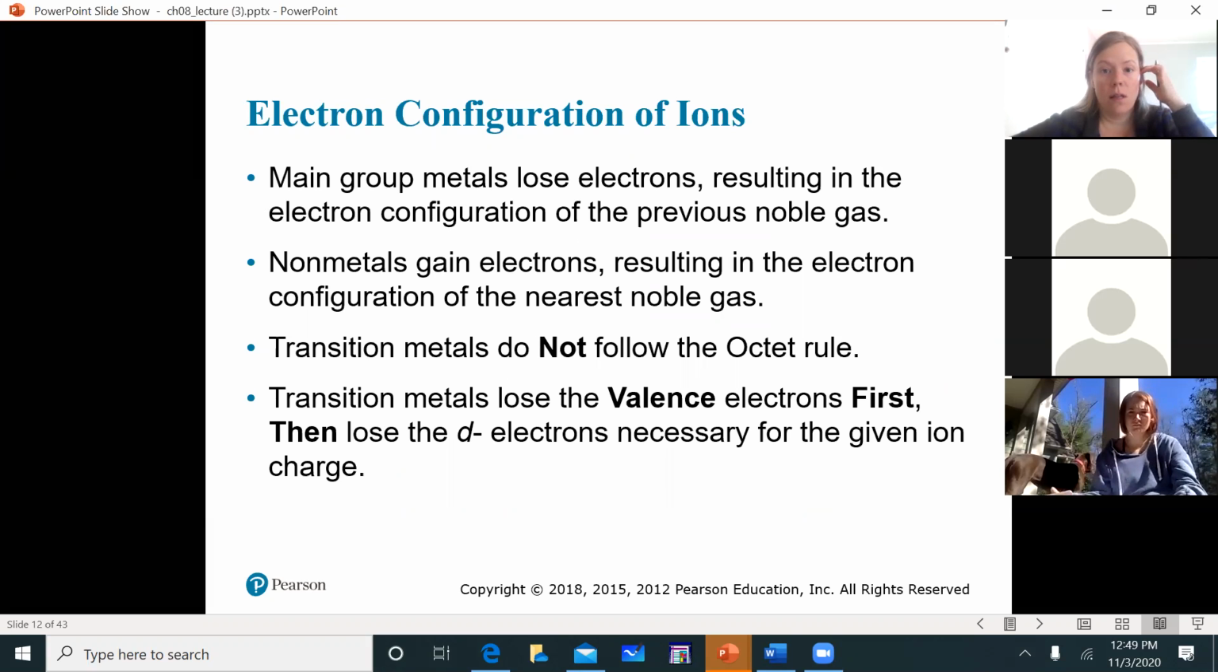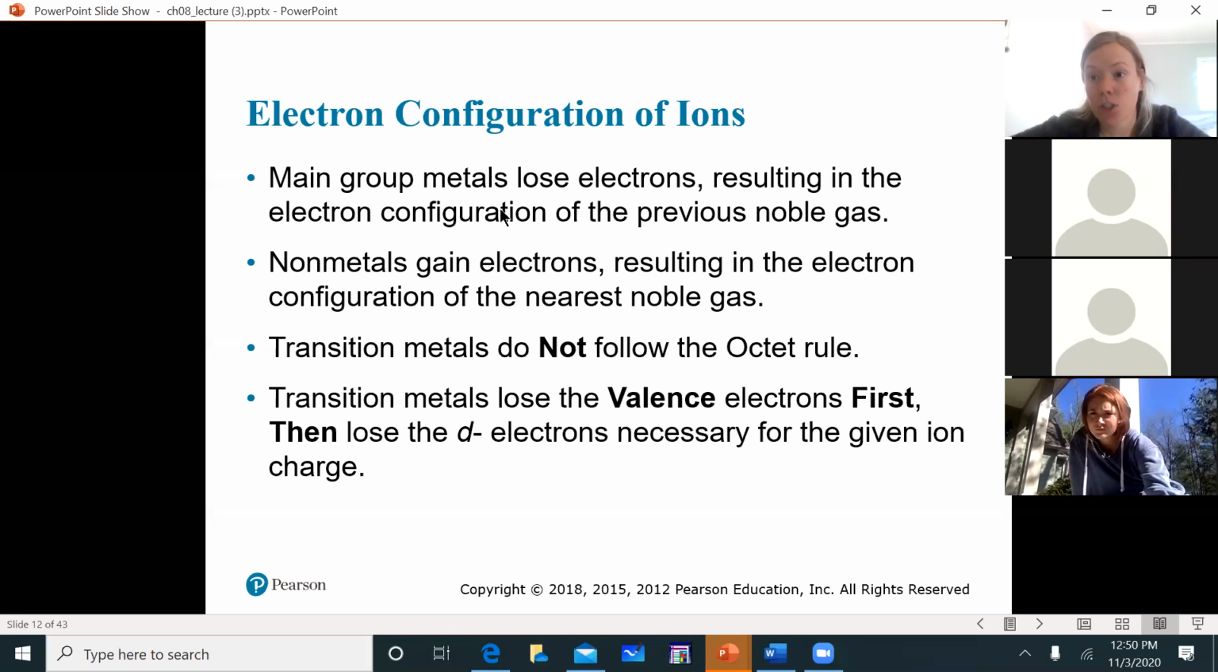All right, so electron configuration of ions. Main group metals will tend to lose electrons, which results in an electron configuration of the previous noble gas. This is something we've already gone over from our electron configuration. Metals don't want electrons because if they gained electrons, they'd have to gain a lot of electrons to get to a noble gas. It's much easier for the metals on the left side of the periodic chart to strip away 1 or 2 or 3 electrons to get to that noble gas configuration.